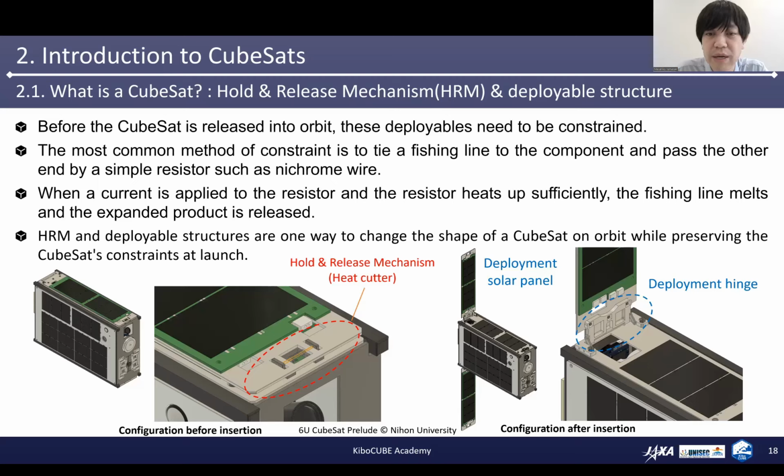Hold and release mechanism and the deployable structure are one way to change the shape of a CubeSat on orbit while preserving the CubeSat constraints at launch.